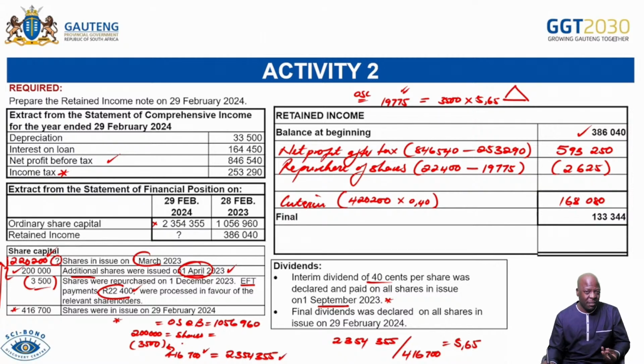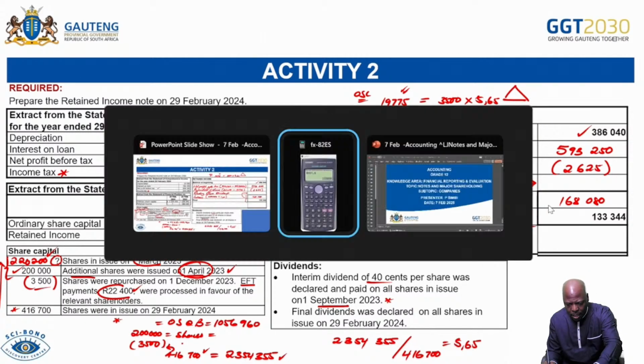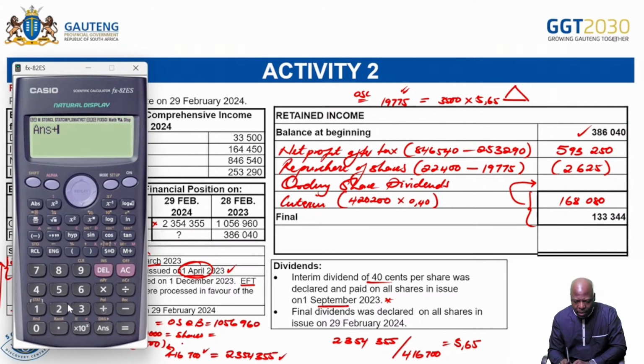In this one, the final dividend was given, so it wasn't a big issue for us. So I'm going to add these two amounts, and I know I'm going to bring them up there. And what do I call that? And that is my ordinary share dividends. Okay, that's my ordinary share dividends. Interim plus final. Let's add these figures. 168,080 plus 133,080. Like that. How much do we get? We get 301,160.